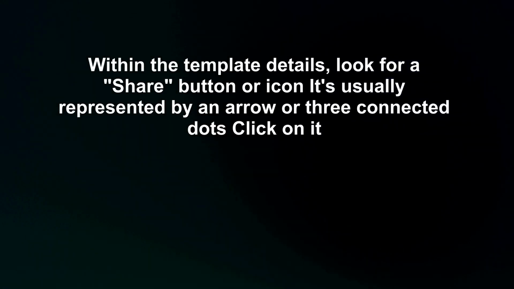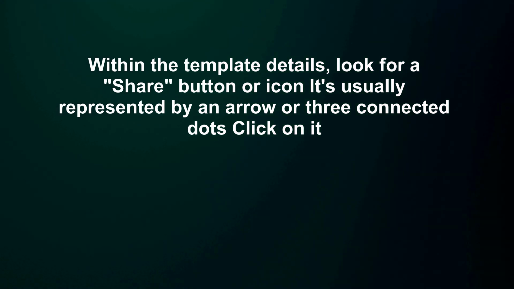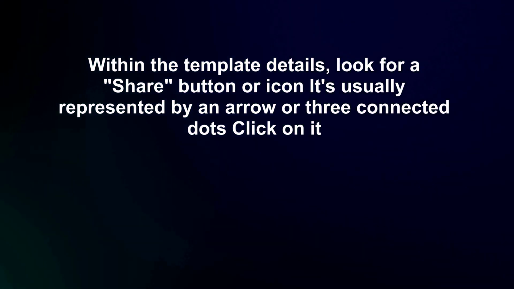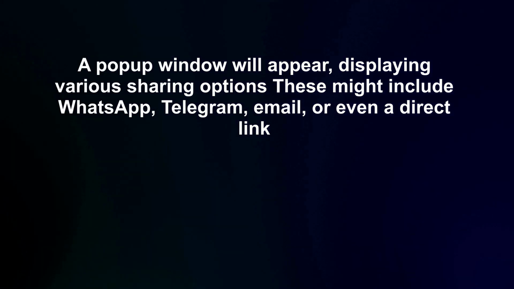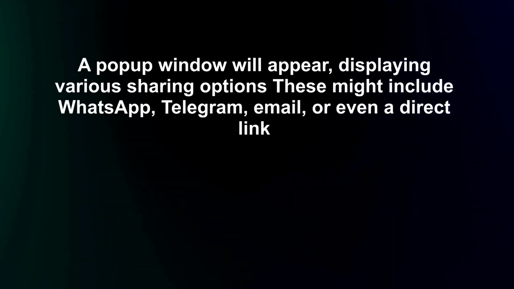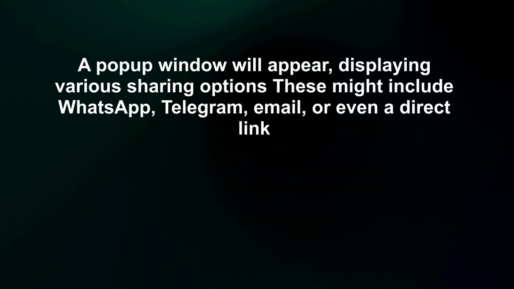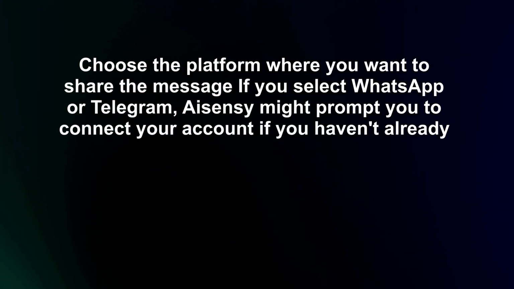Within the template details, look for a Share button or icon. It's usually represented by an arrow or 3 connected dots. Click on it. A pop-up window will appear, displaying various sharing options. These might include WhatsApp, Telegram, email, or even a direct link. Choose the platform where you want to share the message.